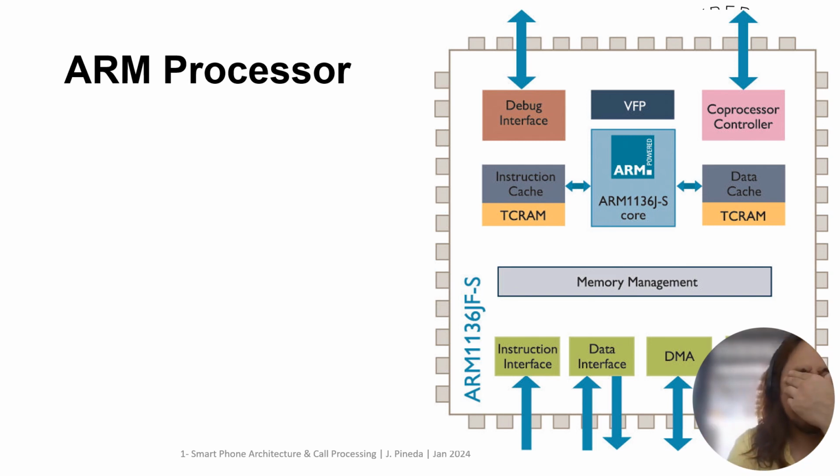So for the ARM processor, this is what it looks like, no? Similar actually to the computer, no? But the formation is different. The transistor count, and it's specifically designed for mobile phones. So you still have your debug interface, co-processor controller. You have your different cache, so instruction cache and data cache, and your memory management, okay, and the other interfaces. Okay.